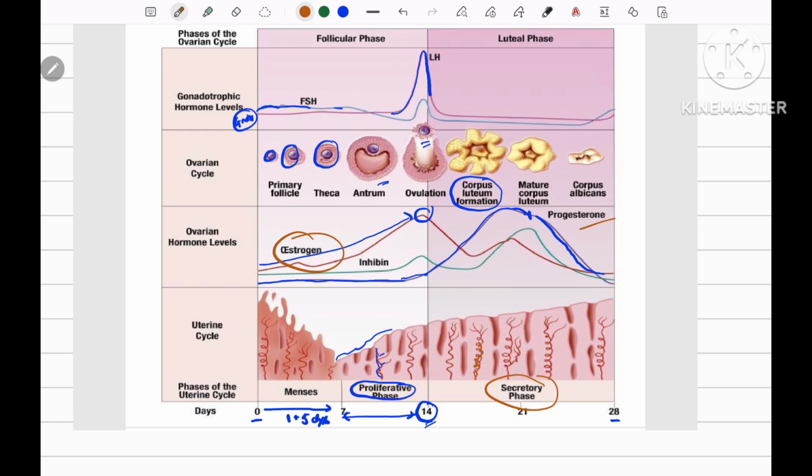Now at a later phase, when the ova is not fertilized and HCG is not produced, this corpus luteum starts degenerating, and the level of progesterone falls. The secretory changes which were caused by progesterone start to shed when it drops to the baseline level. We see this shedding of the endometrium as the menstrual bleed. The atretic corpus luteum is called the corpus albicans. So by this I have completed the menstrual cycle.